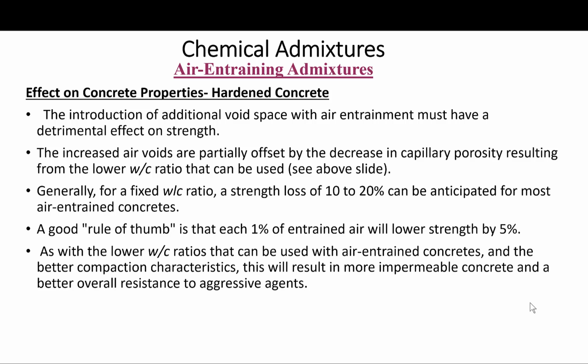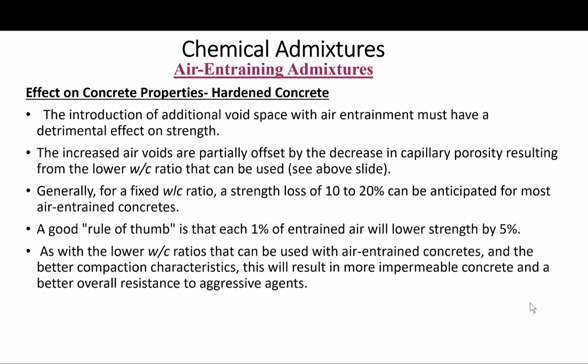So also there's something to know. There is an optimum amount of entrained air for good durability, as I will show on the next slide. Excessive amounts of air will drastically lower the strength of concrete and also reduce its resistance to stress from freezing and thawing. So it's a double whammy. You're going to have to be careful about the air entrainment content, or the air entrainment dosage.